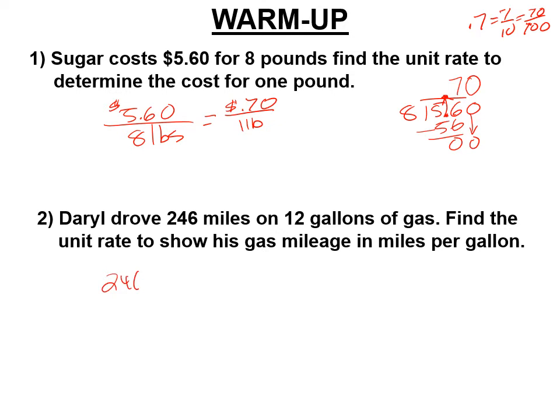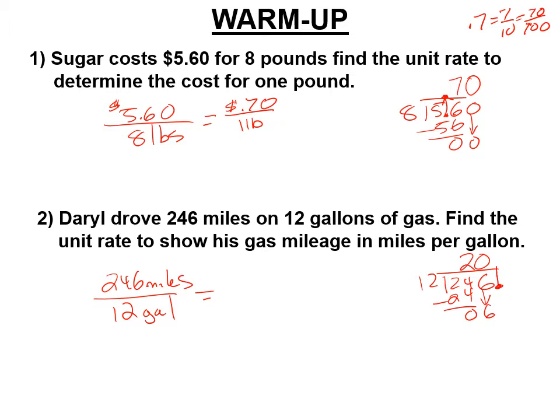Darrell drove 246 miles on 12 gallons of gas. We're going to find the unit rate. So 12 goes into 246. Let's see, 12 into 24 goes exactly twice. Remainder 0. Bring down a 6. 12 goes into 6 0 times. Now what do we do? The decimal in 246 needs to go straight up. Then you bring down that 0 so you can keep going.